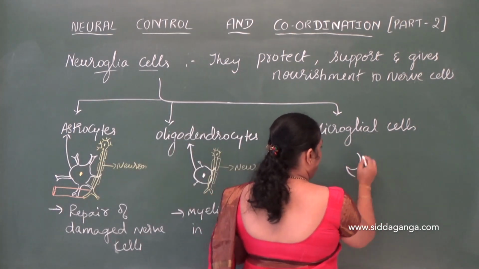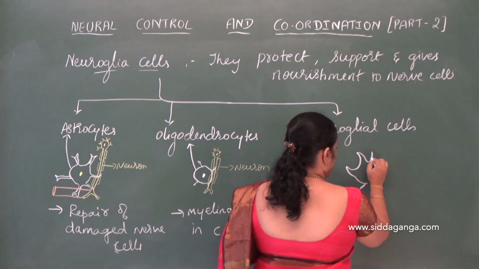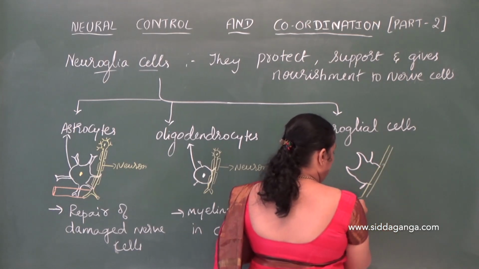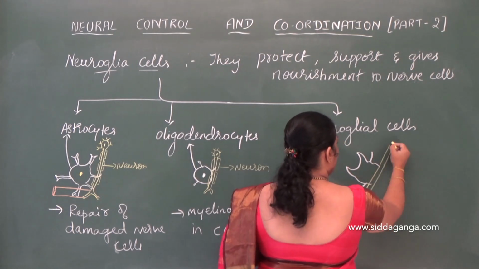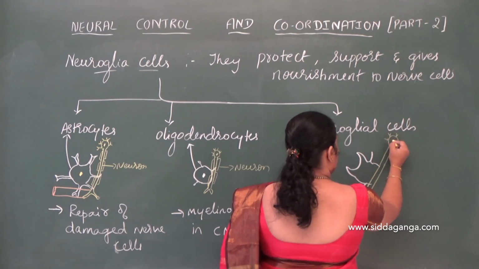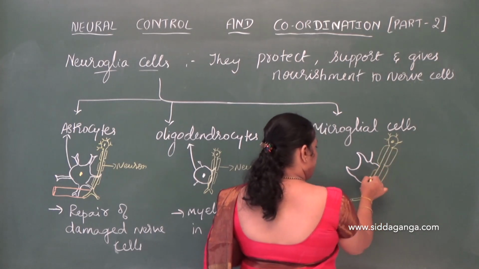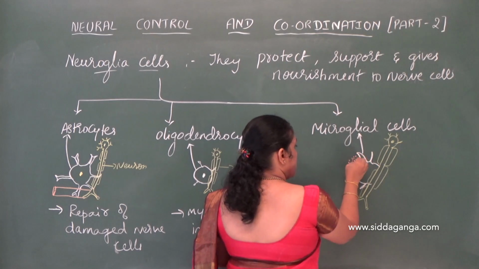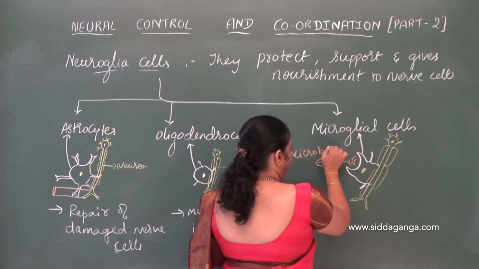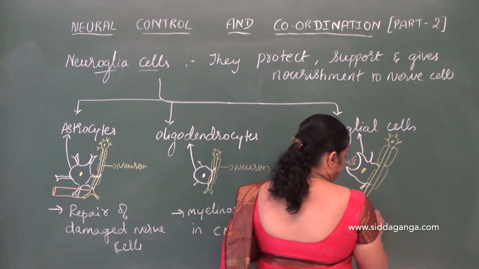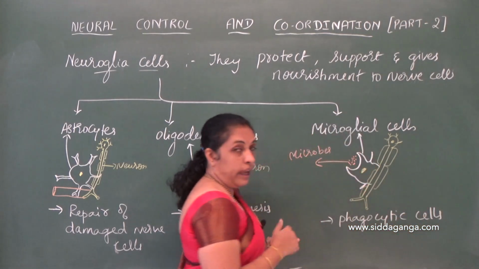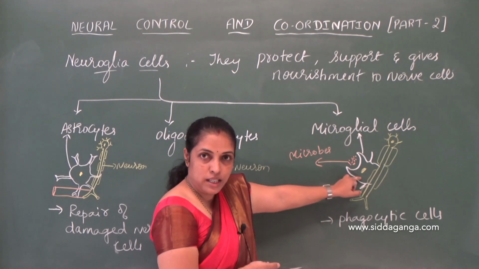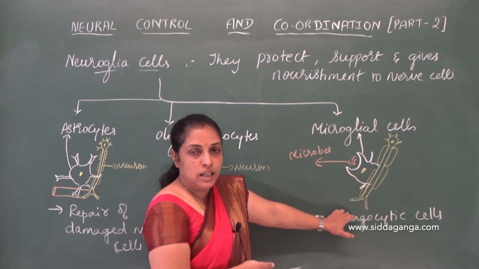And one more cell we have is the microglial cell. This neuroglial cell surrounds the nerve cells, which is why they provide support and protection to nerve cells. This is the neuron and this is the microglial cell. They are phagocytic in nature, meaning they engulf or eat microbes. Harmful or disease-causing microbes are eaten by these cells, so they are considered phagocytic cells.